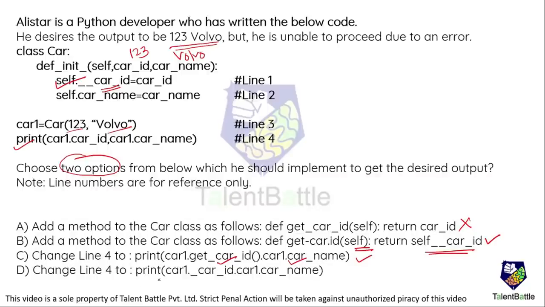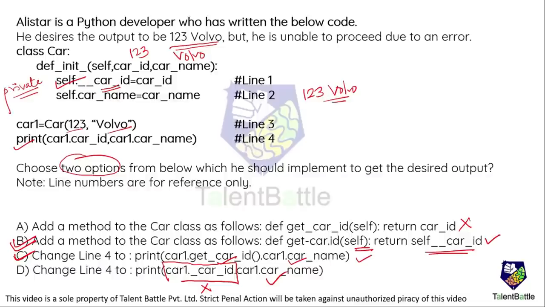So in line number 4 we can modify the print part as car1.car_ID. Now you can see directly car1.car_ID is mentioned, whereas it is a part of class car where it is a private member and we cannot directly access that member outside the class. So that's why this portion of this particular print statement will not work. Car1.car_name is fine, but this part will not work because of the private member. So I can say that option B and option C are my correct options, and after making this modification you will get the output like 123 Volvo.